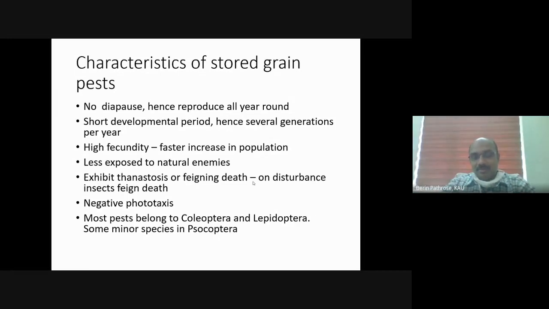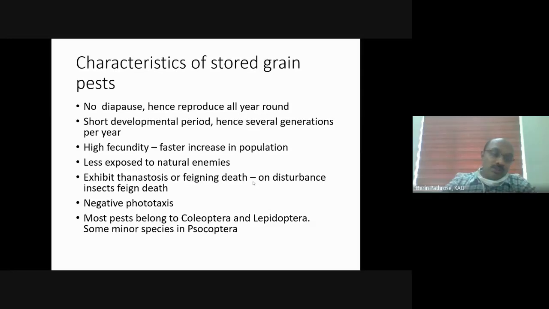It will lie still as if dead, without moving. And if you leave the insect for a few seconds or few minutes, you can see that the insect will again start moving. So this behavior of lying as if dead, that phenomenon is called thanatosis. So storage insects have the phenomenon of thanatosis. There are several field pests also that have the same phenomenon.